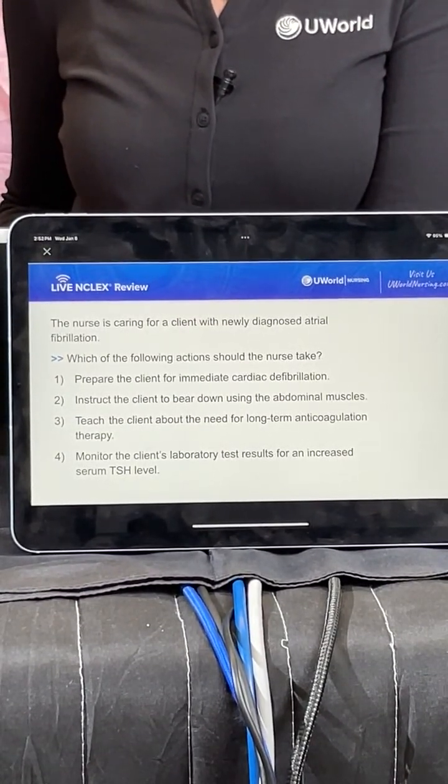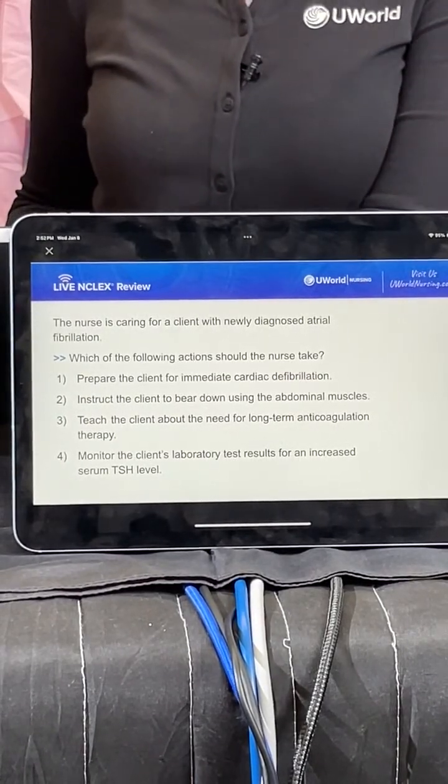Option 4, monitor the client's laboratory test results for an increased serum TSH level.